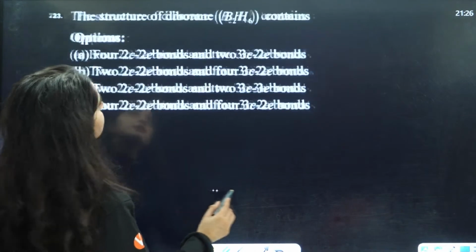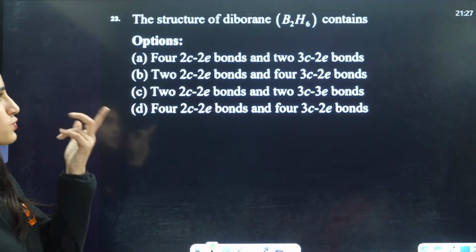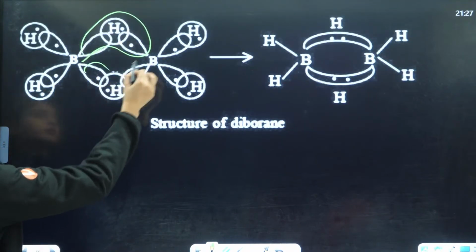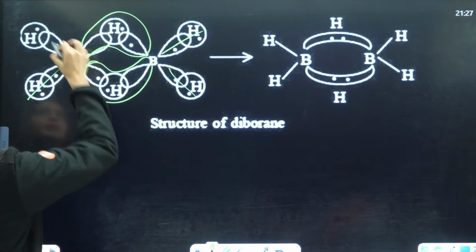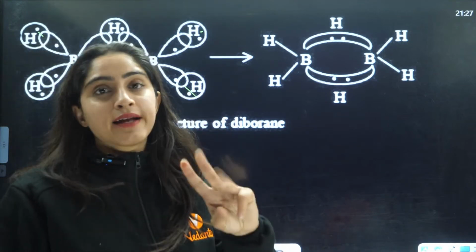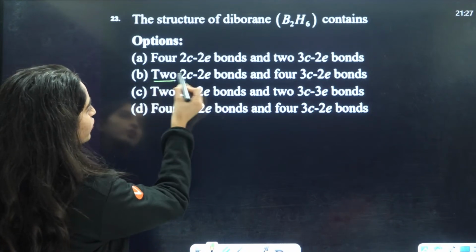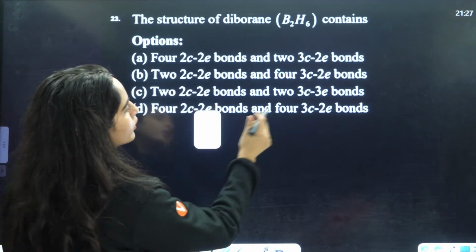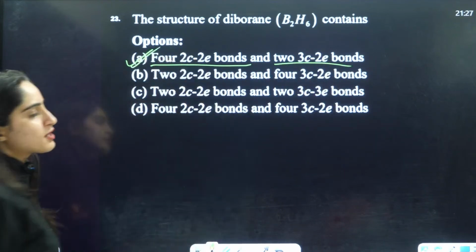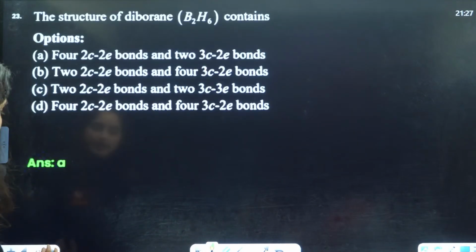Next question is, the structure of diborane contains which of the following? Very simple question this is. It has 2 bridging bonds and 4 terminal bonds. Bridging or banana bonds are 3 center 2 electron bonds. So you can say 2 three-center two-electron bonds, and 4 two-center two-electron bonds. So A is the correct answer.